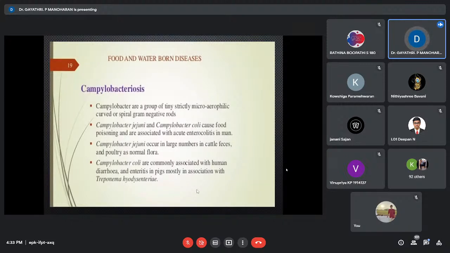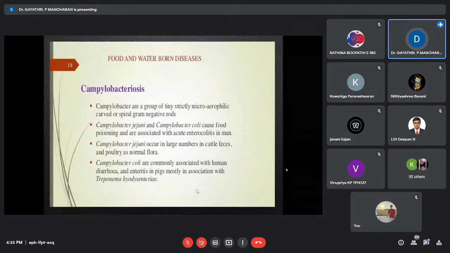The names jejuni and coli represent the area which it is going to affect. The jejunum is an area present in our small intestine, and the colon is also a region. So food poisoning is associated with acute enterocolitis in man. It causes severe infection or internal infection in the colon region.